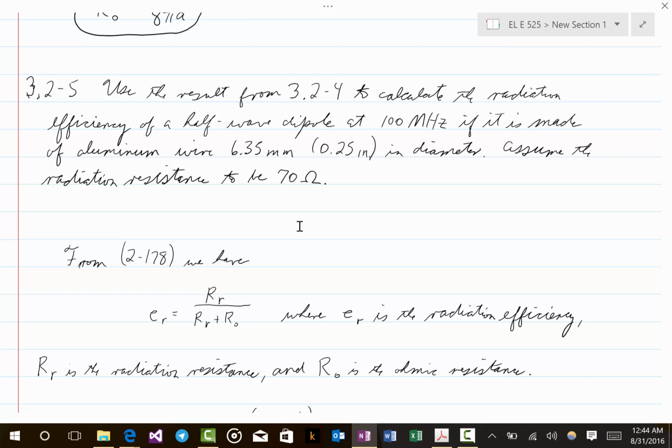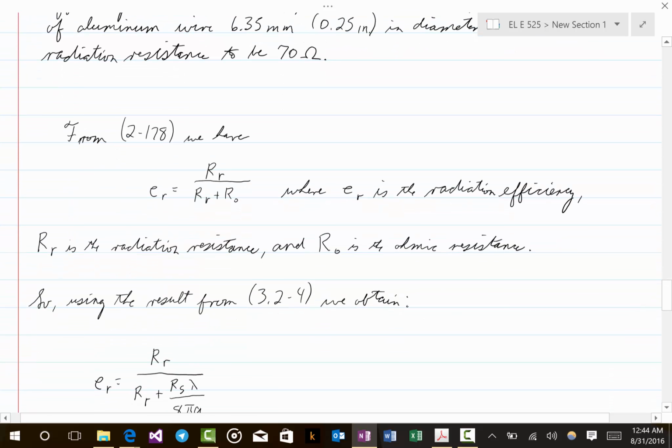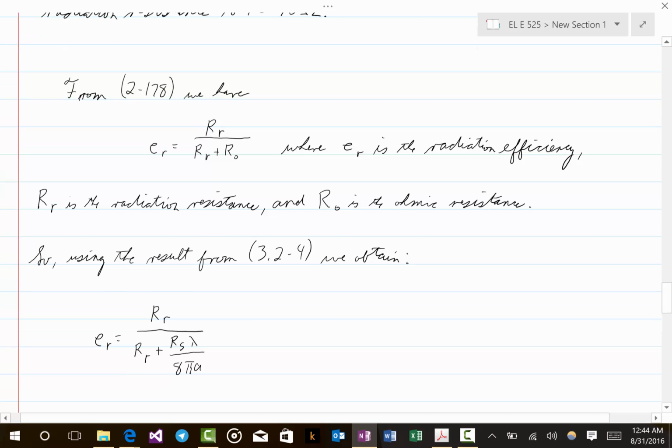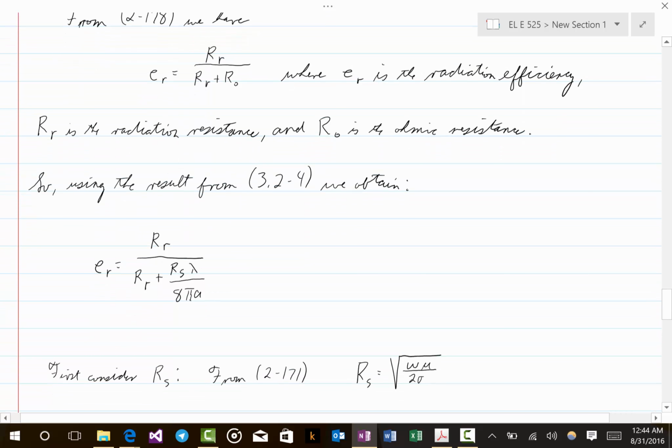So, anyway, the equation for the radiation efficiency is the radiation resistance divided by the radiation resistance plus the ohmic resistance. And of course, we've just derived this formula for the ohmic resistance, which is Rs lambda over 8 pi a. So let's work with that.